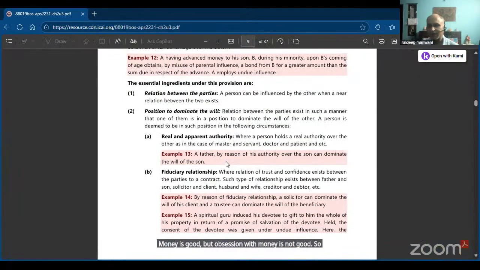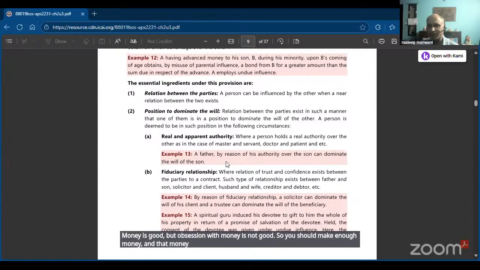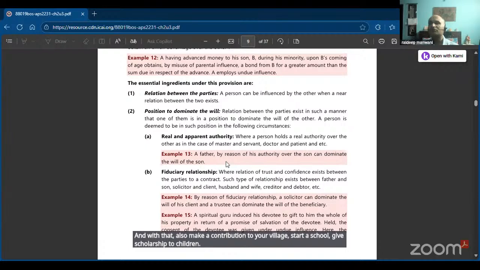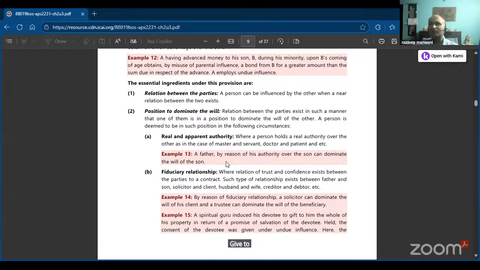So you should make enough money, and that money you should make in a way that you give back to the society in some way or the other. So make as much money as possible. Live a comfortable life. And with that, also make a contribution to your village, start a school, give scholarships to children, give to your temples, give food, feed the poor. So much money can do, right? When it's in the hands of the right people, it can do so much good.